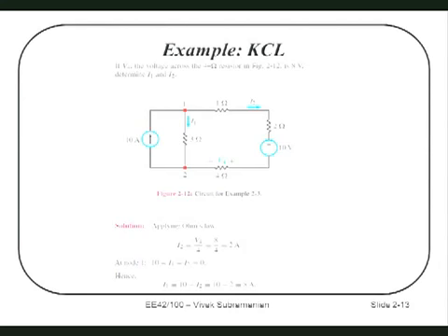So you see how the KCL allowed us to determine I1. I2 was easy because we knew the voltage. So we just used Ohm's law. I1, we needed KCL. And that allowed us to get to a solution where we've calculated I1 and I2.